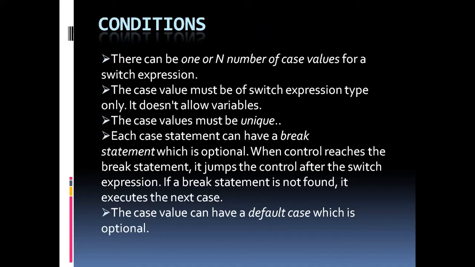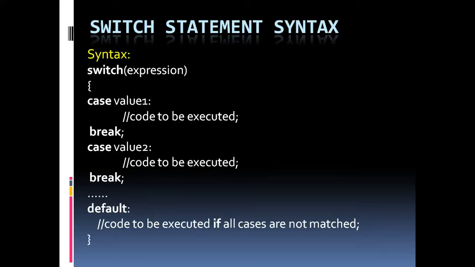There are certain conditions that you should follow when you are using a switch statement. The first condition is that there can be one or n number of case values in a switch expression. The case value must be of the switch expression type only. It doesn't allow a variable. The value must be of the same data type. For example, if you are using a variable of data type integer, then you should give an integer value only. If you give a double or string value, it will throw a compile time error.